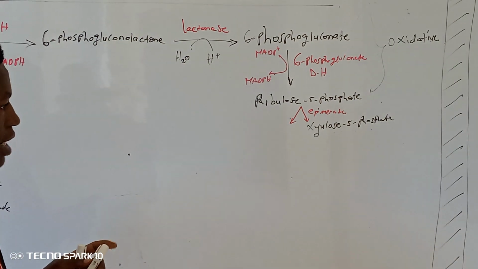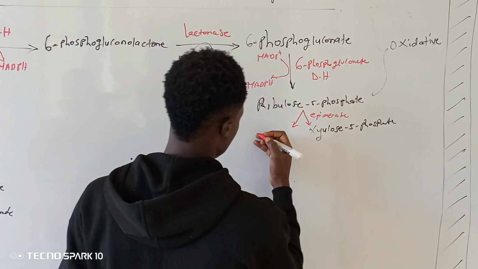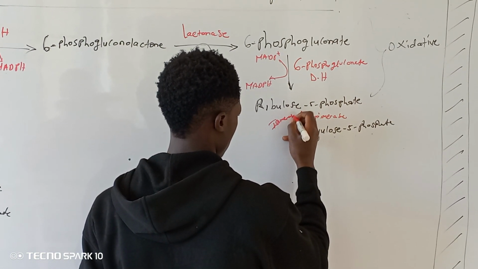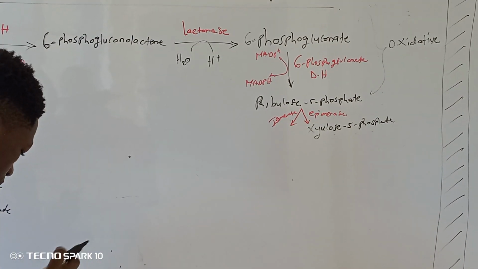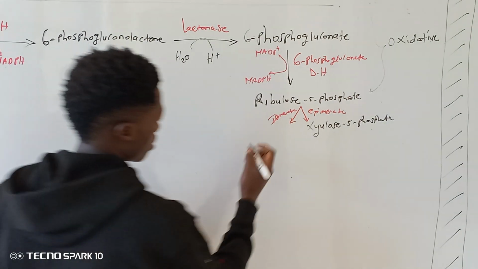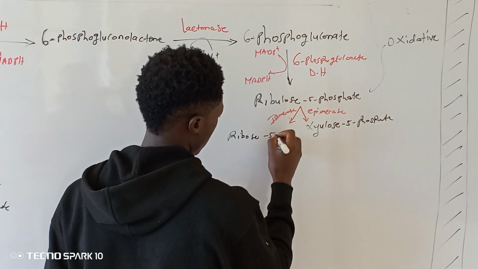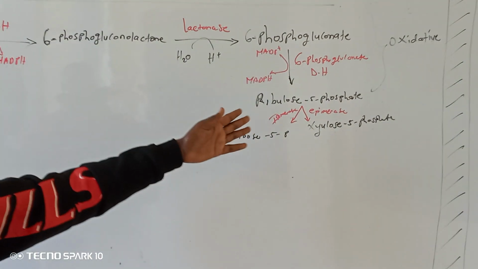But when it is acted upon by an isomerase, ribulose 5-phosphate isomerase, it's going to be converted into ribulose 5-phosphate. So it just depends upon the enzyme that acts on it.